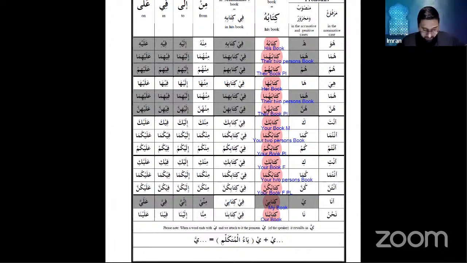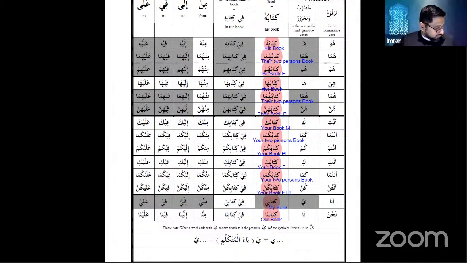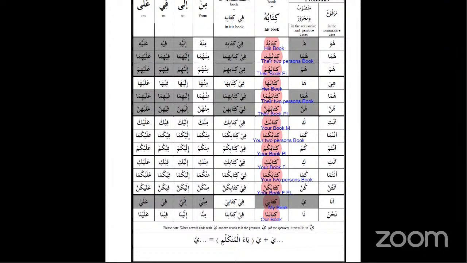Kitabuka, your book, masculine, single person. Kitabukuma, two male, their book. Kitabukum, more than two masculine, your book. Kitabuki, your book, feminine. Kitabukuma, your two female book. Kitabukunna, your more than two female book, plural.